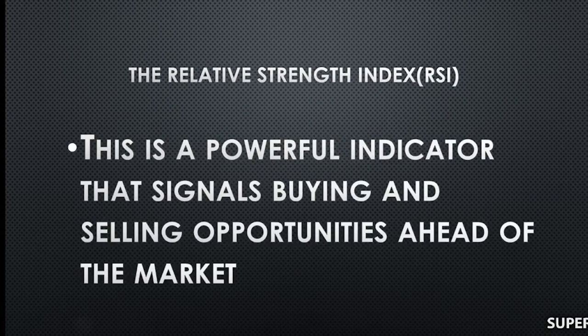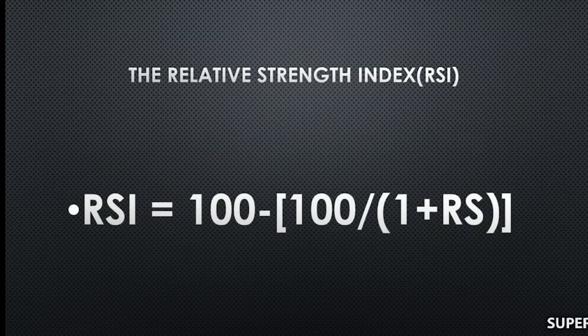The relative strength index is a powerful indicator that signals buying and selling opportunities ahead of the market. The relative strength index helps to signal overbought and oversold conditions in a security. And it can be calculated by applying the equation 100 minus 100 divided by 1 plus RS.